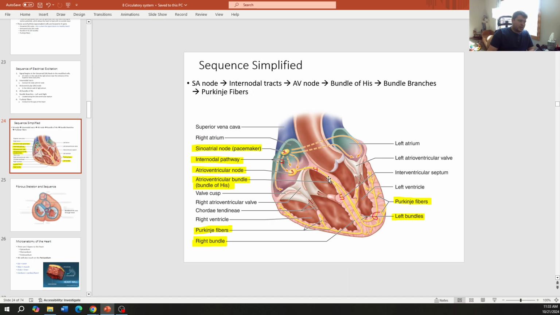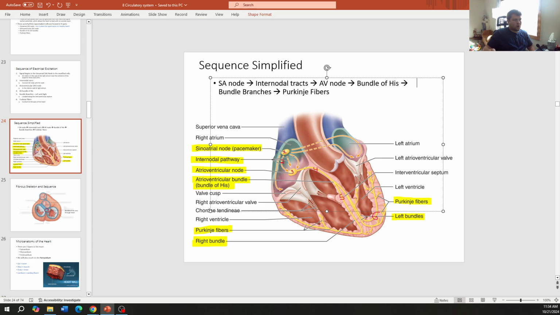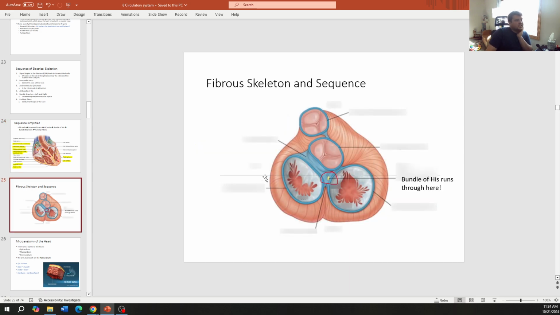You need to know the pathway generally. Again, we'll dive way deeper into this in Physiology 1. Just seeing the beginnings of it right now is going to be helpful. Try and remember this as much as you can. It means you'll have less work in the future. So again, SA node to these internodal pathways, to the AV node, through the bundle of His, bundle branches, and then Purkinje fibers. And this is, again, the reason for this fibrous skeleton.